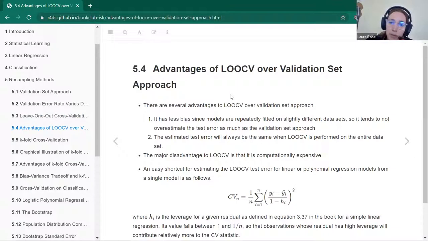So we're going to go a little bit more into some of the advantages of a validation set approach. As mentioned previously, there is less bias since models are repeatedly fitted on somewhat different, I should say slightly different, data sets. So we don't tend to have the same problem with overestimating the test error. And then of course, when you perform LOOCV, that estimated test error, that summation, is going to be the same, because you have the entire data set used. So the major disadvantage is that it is computationally expensive. Obviously you're estimating N different models, and as N gets higher, it takes a lot of computational resources.